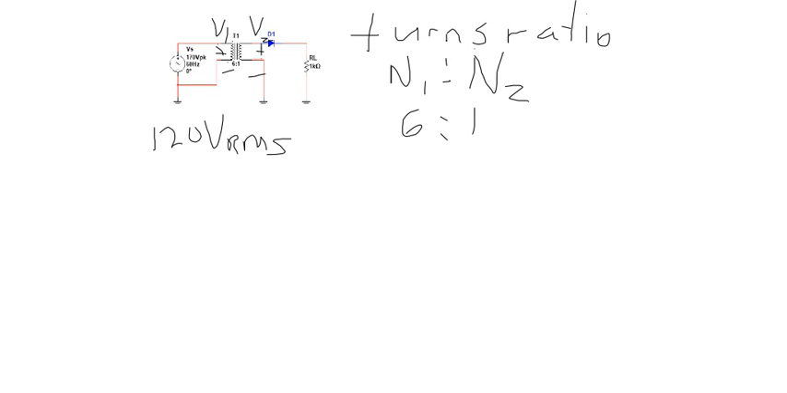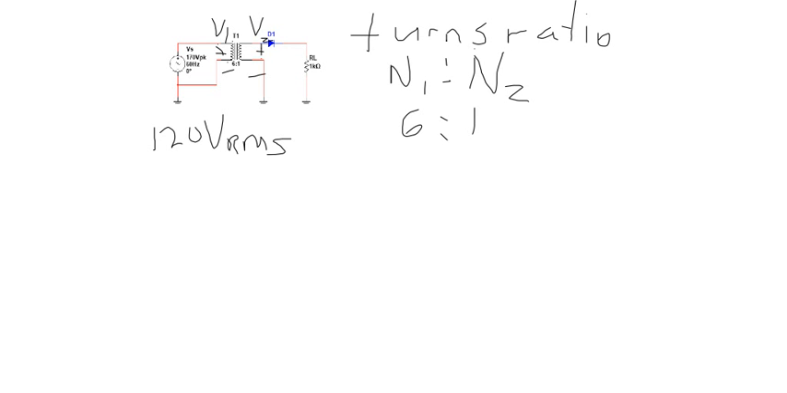Now, that does not mean that there's 6 turns on the primary and 1 turn on the secondary. It might be 600 and 100, or 6,000 and 1,000. You'll have a bunch of turns to get a good magnetic coupling between the primary and secondary coils. But the ratio is what's important here in terms of the voltages. So we'll assume those are large numbers of turns, but that reduces down to a 6:1 ratio.